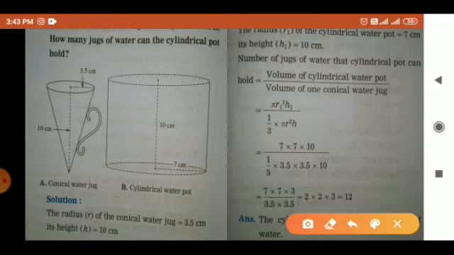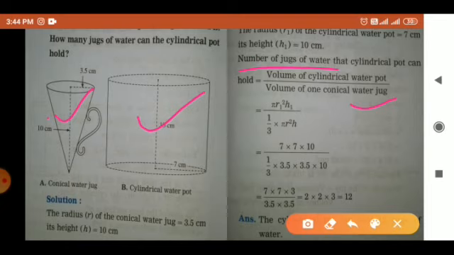So after considering it, see, we are actually filling water in both: from this into that. It means we are actually talking about the capacity of the cone and conical water jug and this cylindrical pot. So it is related to the volume question. So the number of jugs of water that the cylindrical pot can hold will be the volume of the cylindrical water pot upon the volume of the conical water jug. Meaning we will divide the bigger shape by the smaller one to find out how many there will be.